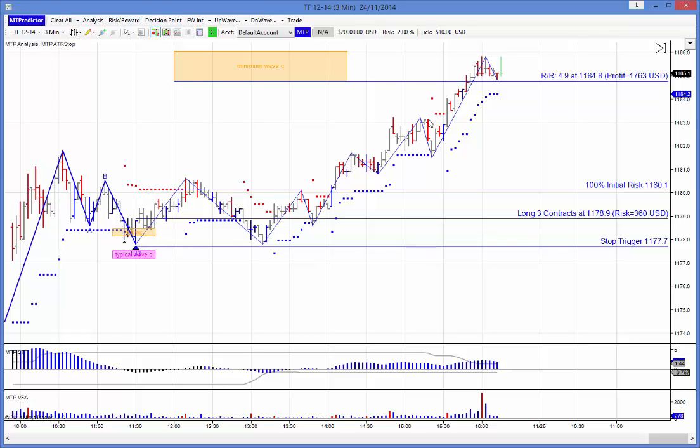And that's the point of this: position sizing keeps the losses small and the profits large. So even though there was one loss and one profit, the profit was almost 5 times greater than the loss. That's what makes money over time.